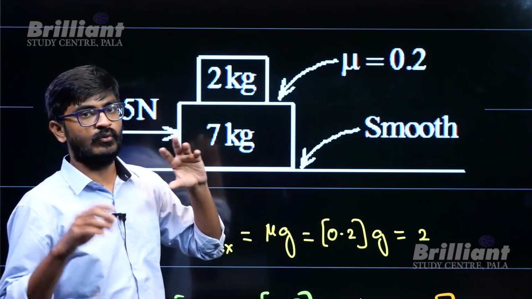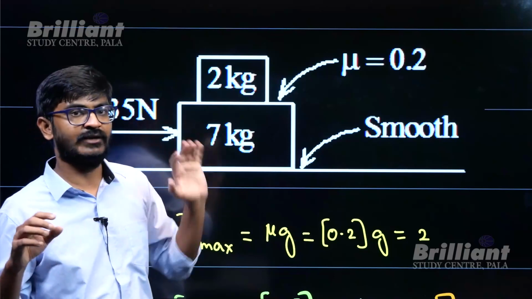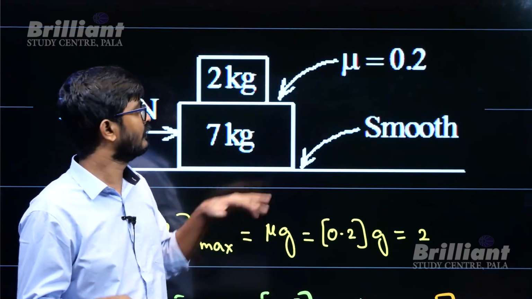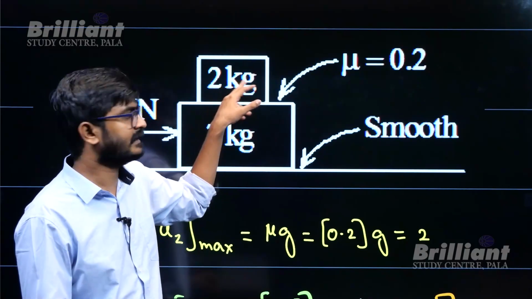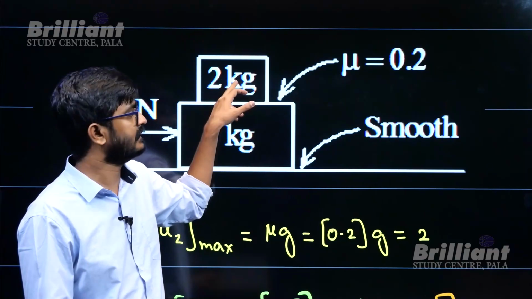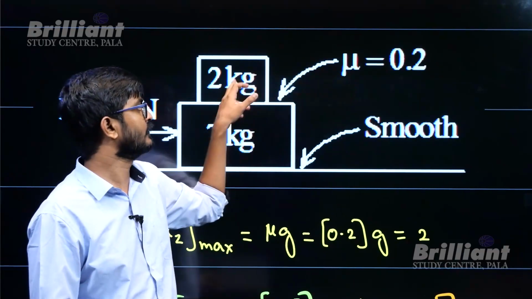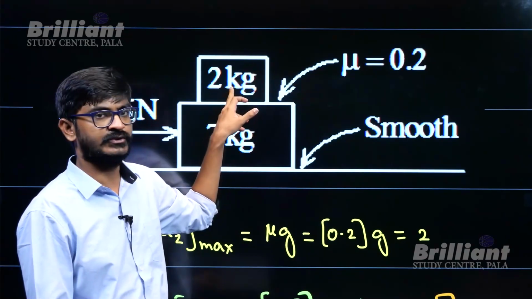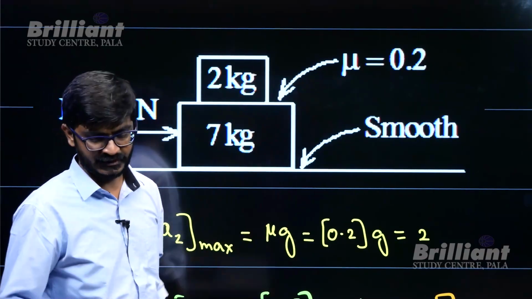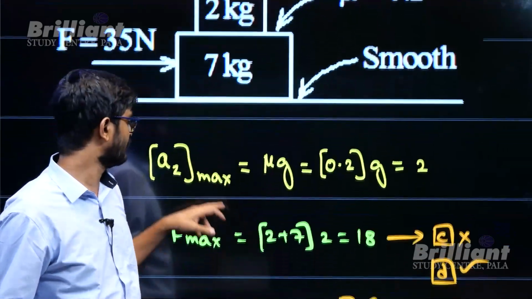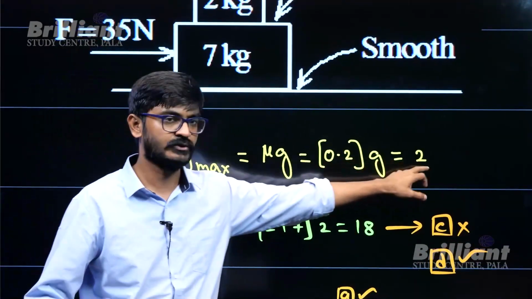Now, let me see till what maximum force they can move together. What is the maximum acceleration this can get? The maximum acceleration it can get will be only because of friction. So what is the maximum value of friction? Mu into 2g. Maximum value of friction is mu into 2g, so maximum acceleration will be mu g. Maximum acceleration of 2 kg block is 2.